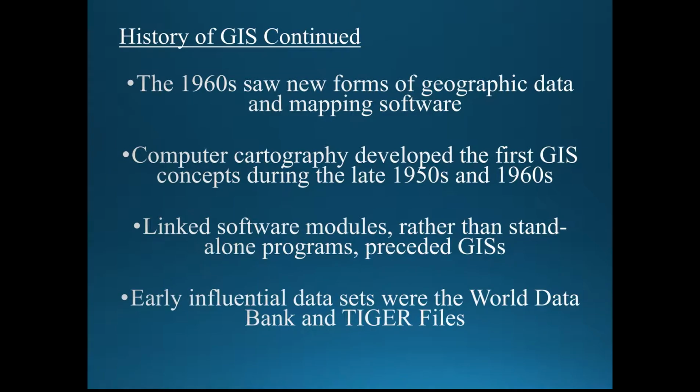Other early influencers were large data sets like the World Data Bank and Tiger Files. The World Data Bank collects a broad, very wide amount of general demographic data around the world that specifically focuses on things like poverty. Tiger Files are collected by the U.S. Census Bureau, and they focus on looking at boundaries and objects within the United States of America.